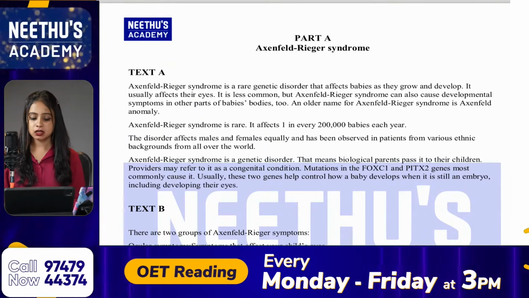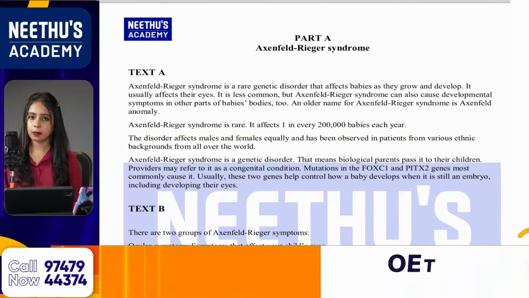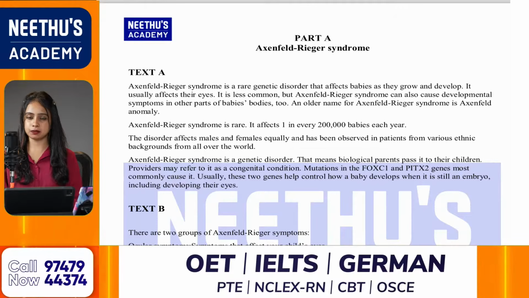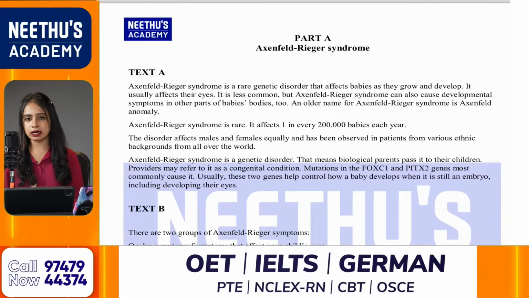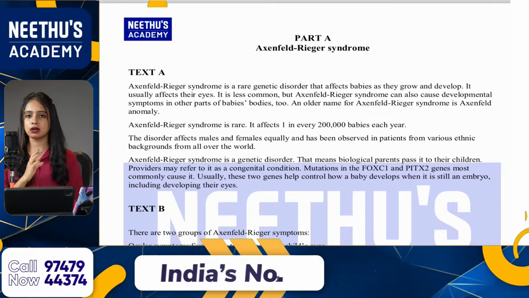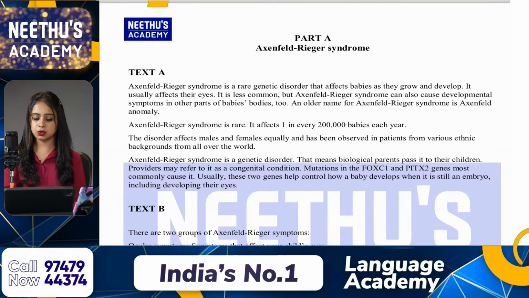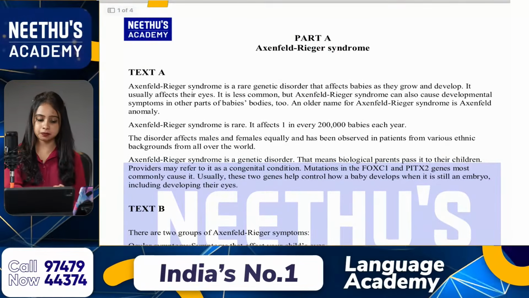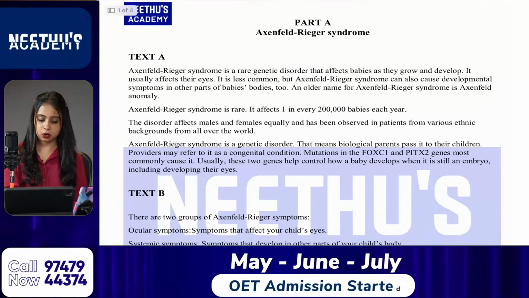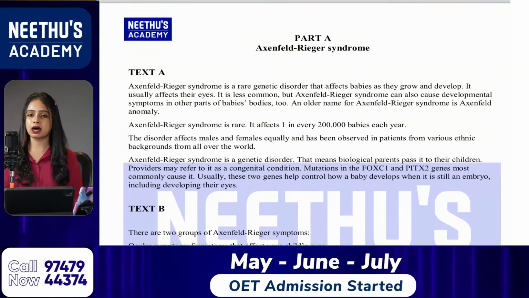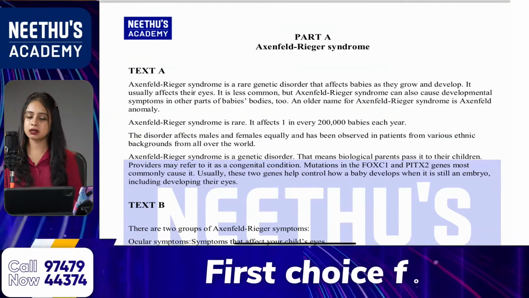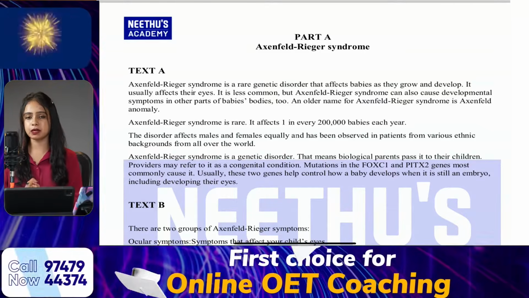Axenfeld-Rieger syndrome. So what about part A? How are you going to face part A? Any strategies or any clues to clear part A? Do you have any idea how to clear part A? Okay, yes. So part A is an important part among these three parts, right? Part A, part B, part C.